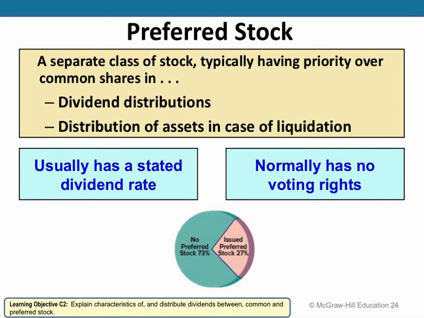For dividend distributions, if dividends need to be paid to preferred shareholders as well as common shareholders, those dividends would be paid to preferred shareholders first. So you have priority over the common shareholders in that as well. They've usually got a stated rate associated with them. And again, they normally do not have voting rights. Usually the voting rights are reserved for either a class of common stock or for common stock generally.